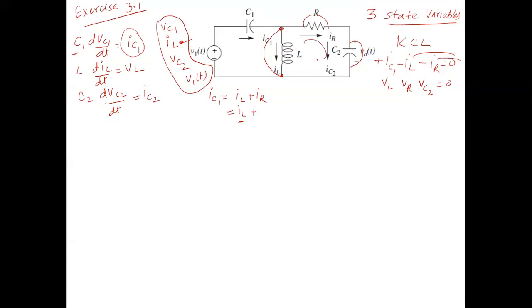Kirchhoff's voltage law. So suppose you are here, you go up here. So you are going uphill, right? So VL is plus. Here you are going downhill because you want to go this way. This is minus. And here you are going downhill. This is minus.